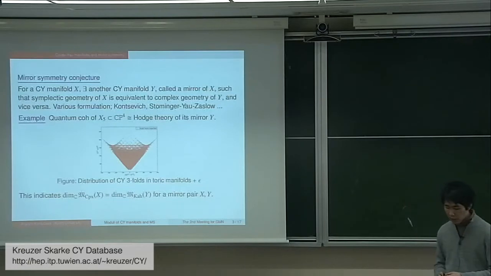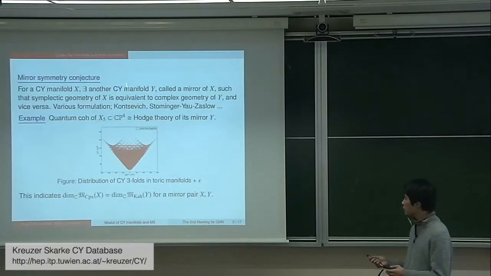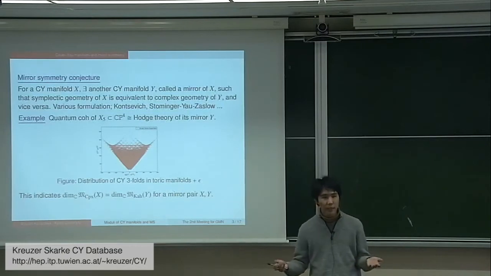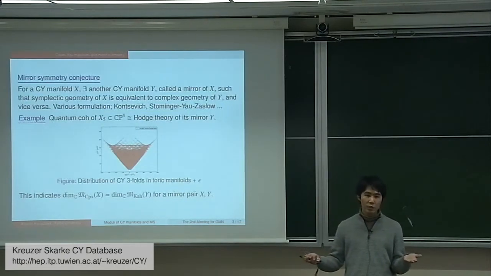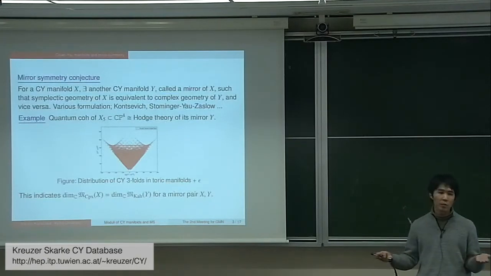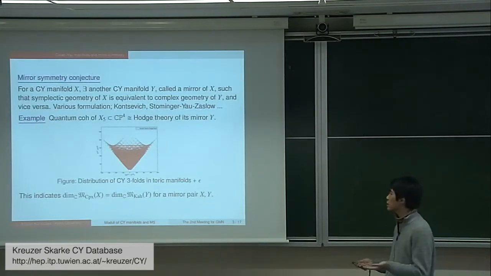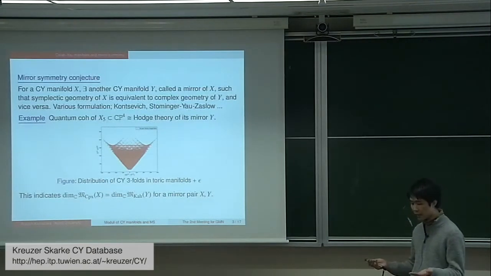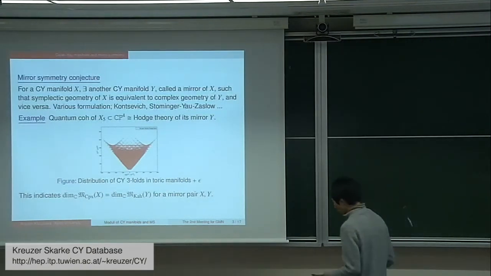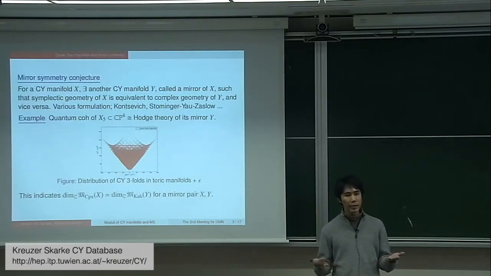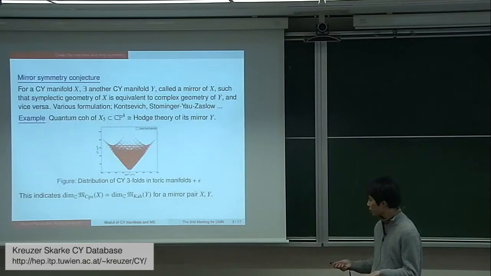But this is actually a trivial consequence of this equivalence, because if you have two equivalent geometries, then the moduli spaces of these geometries should be the same. In particular, the dimension of the moduli should be the same. So this is just an easy consequence, just the equality of numbers. But in this talk, I wanted to look at a refined structure of the moduli space, not only numbers, not only dimension, but the structure.